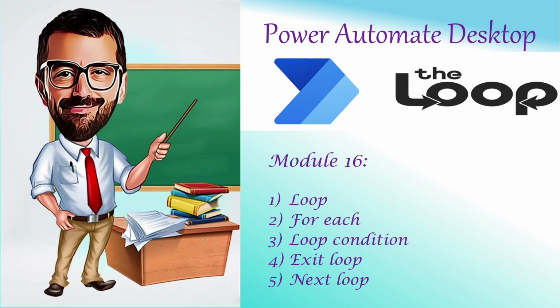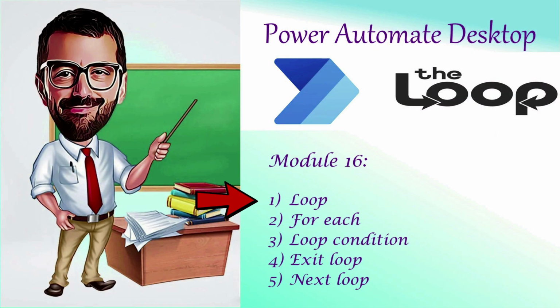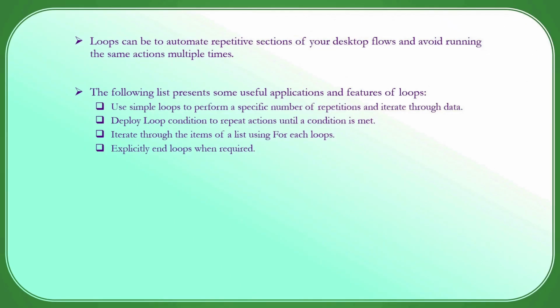In our session today, we will learn about the loop actions provided by Power Automate Desktop. The loop actions that will be covered in this session are loop, for each, loop condition, exit loop, and next loop. So let's start with our first action, which is loop. First, let's learn something about loops.